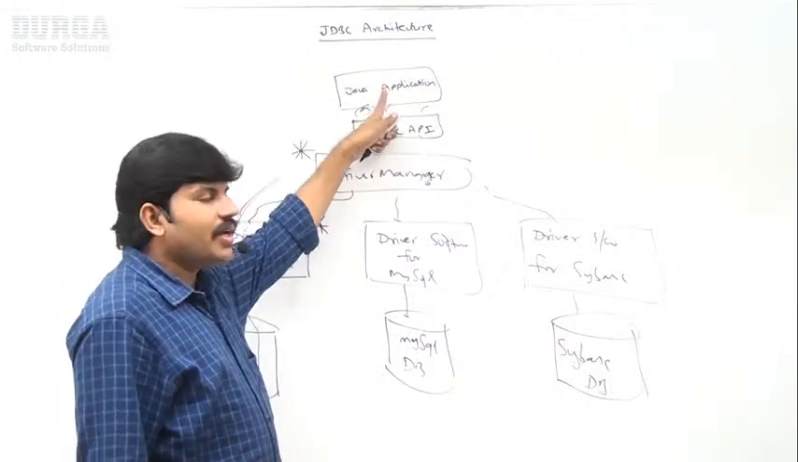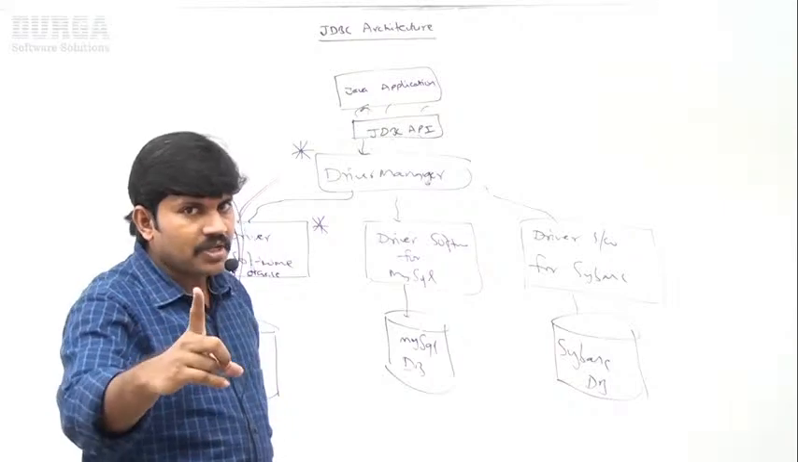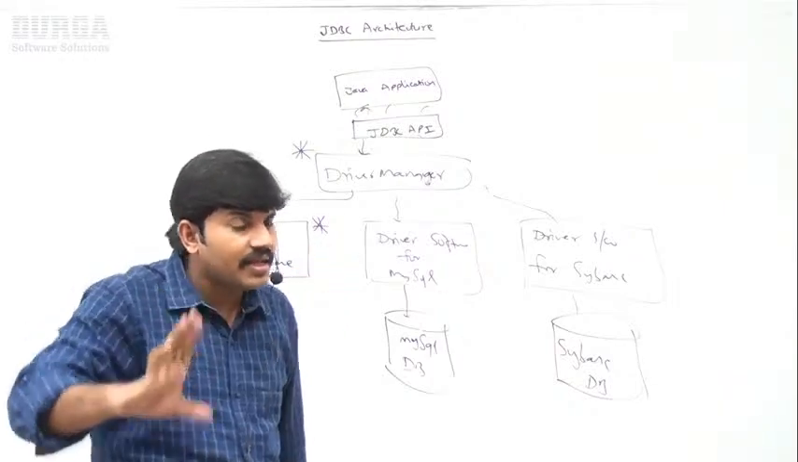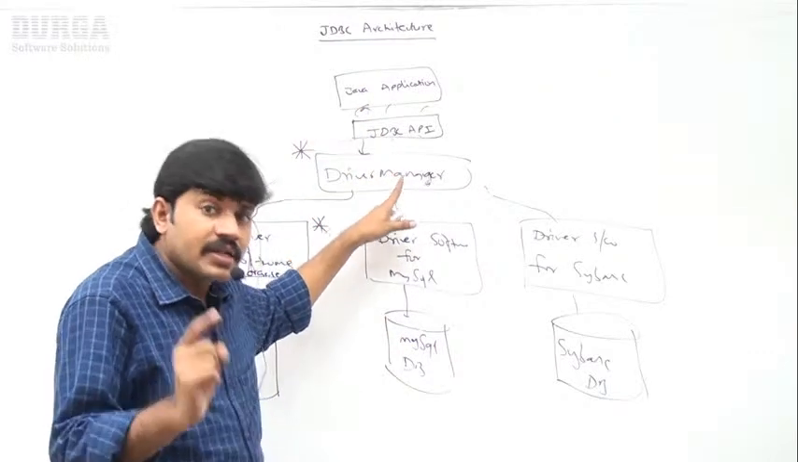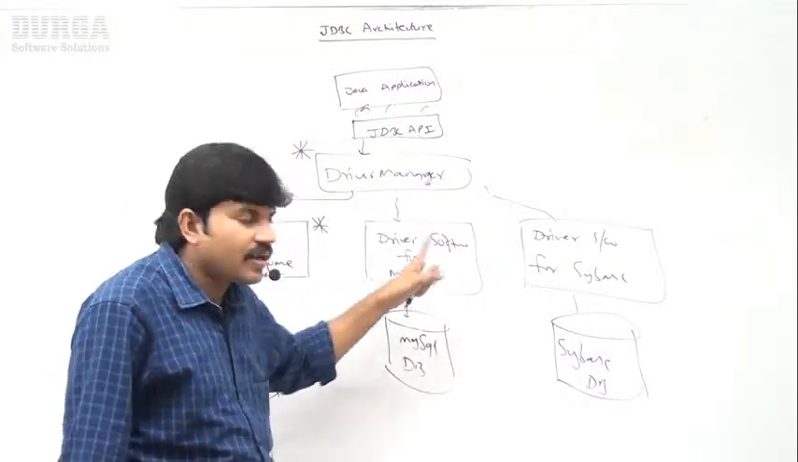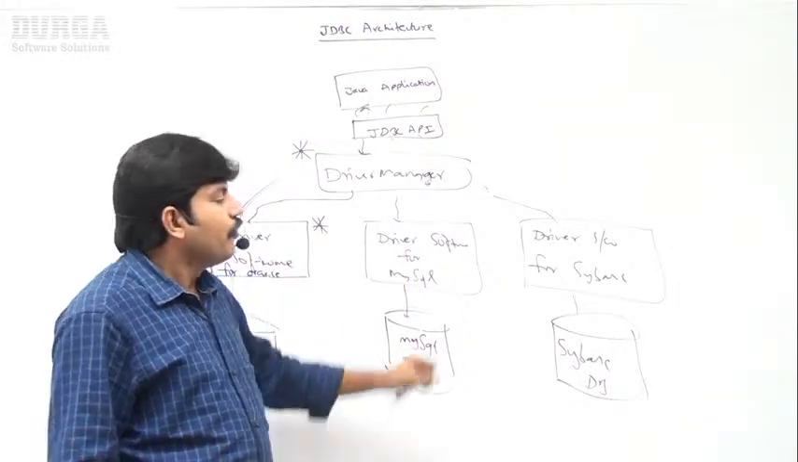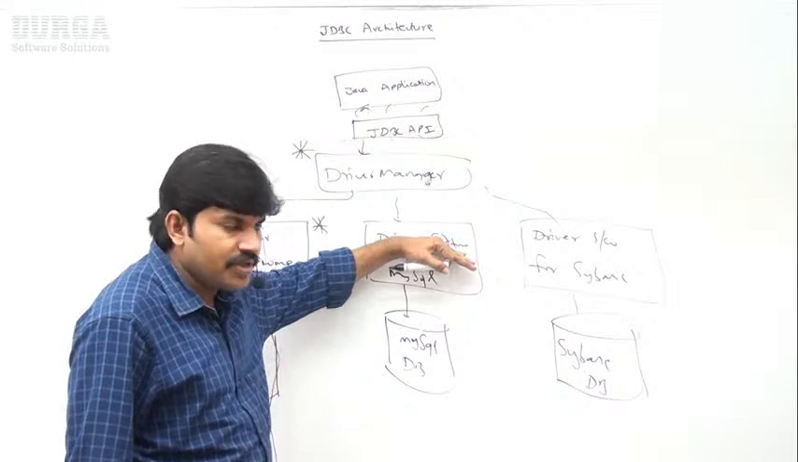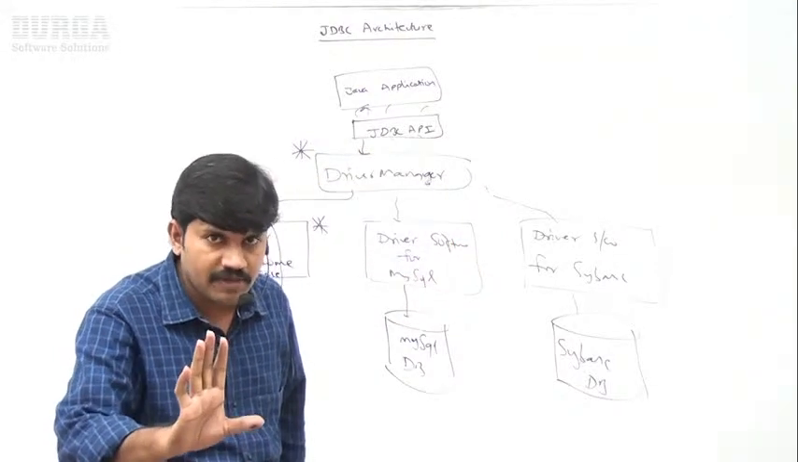If a Java application wants to communicate with the database, Java application never talks directly with the driver software. It will talk with the driver manager. Driver manager can communicate with the internal driver. That driver can communicate with the database, right? With the help of driver software, driver manager can communicate with the database. Is it clear for all of you?